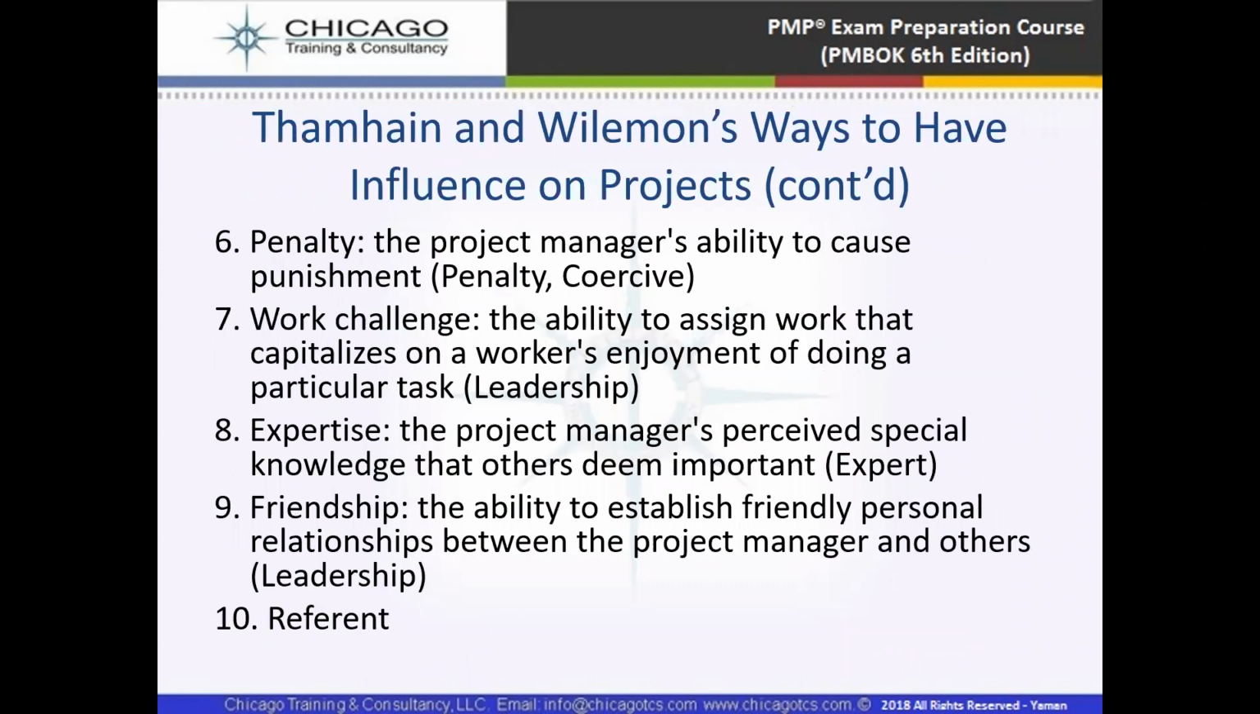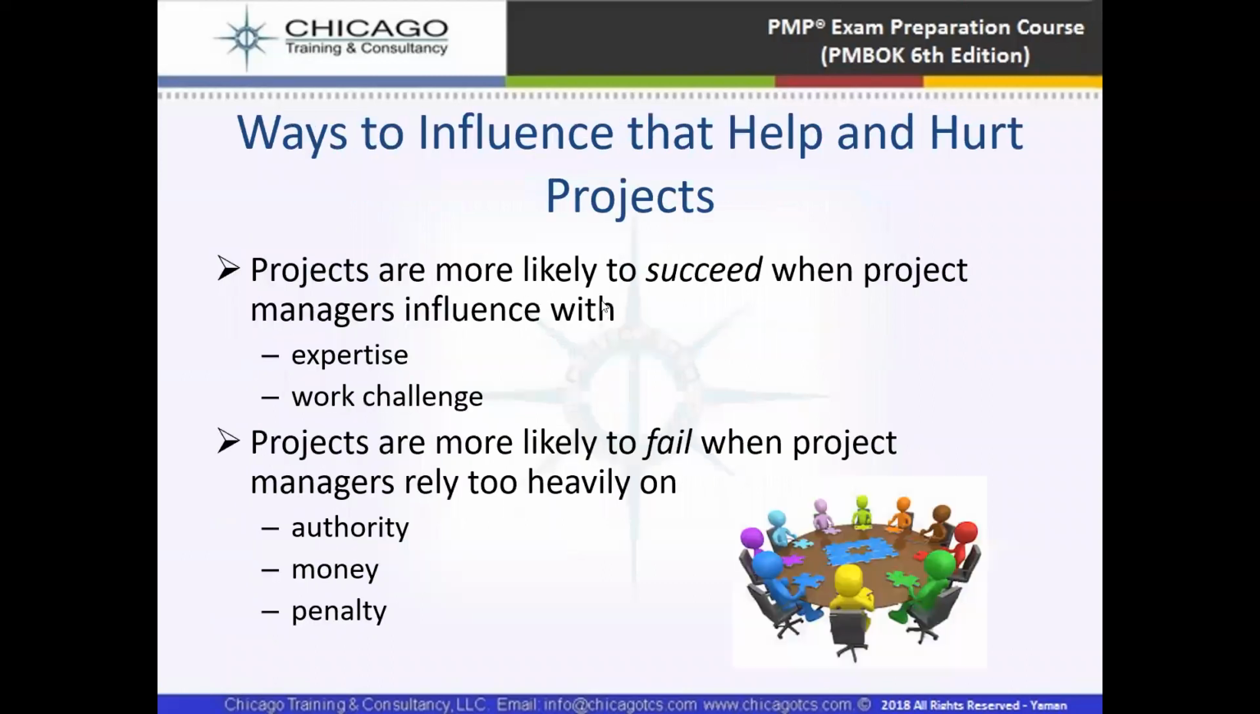Also, there is a penalty in Thamhain and Wilemon's ways, and there is work challenge, the ability to assign work that capitalizes on a worker's enjoyment of doing a particular task. And then there is expertise, where the project manager is perceived to have special knowledge that others deem important. And then there is friendship also in this theory. And then there is referent. Ways to influence that help and hurt projects.